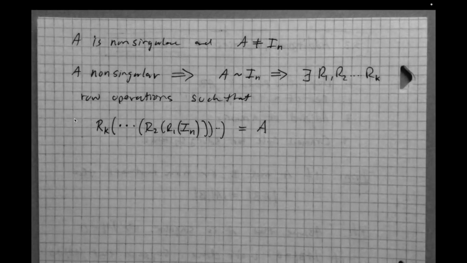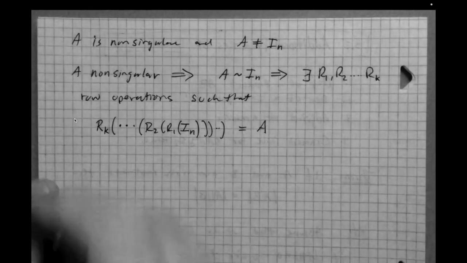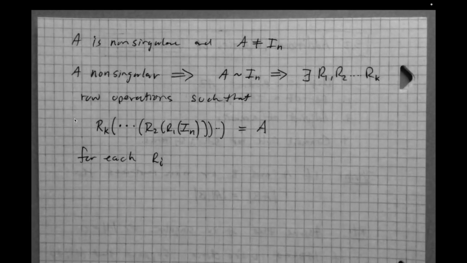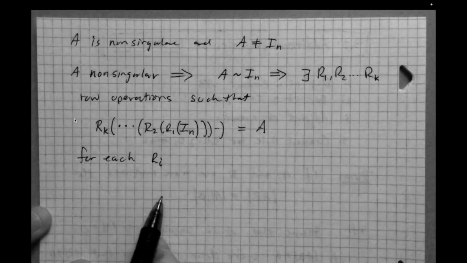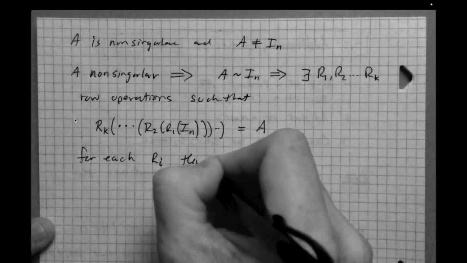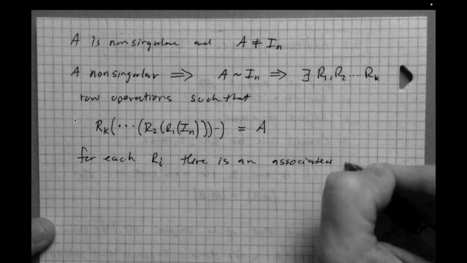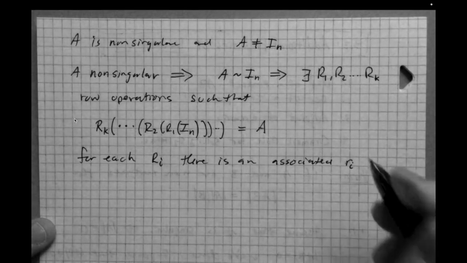Okay, and now if you recall, in the last section we talked about the determinant in relation to row operations. And we said that basically for each row operation R_i, there's some real number that we have to apply to the determinant. So for each R_i, there is an associated real number, little r_i, I'll call it.